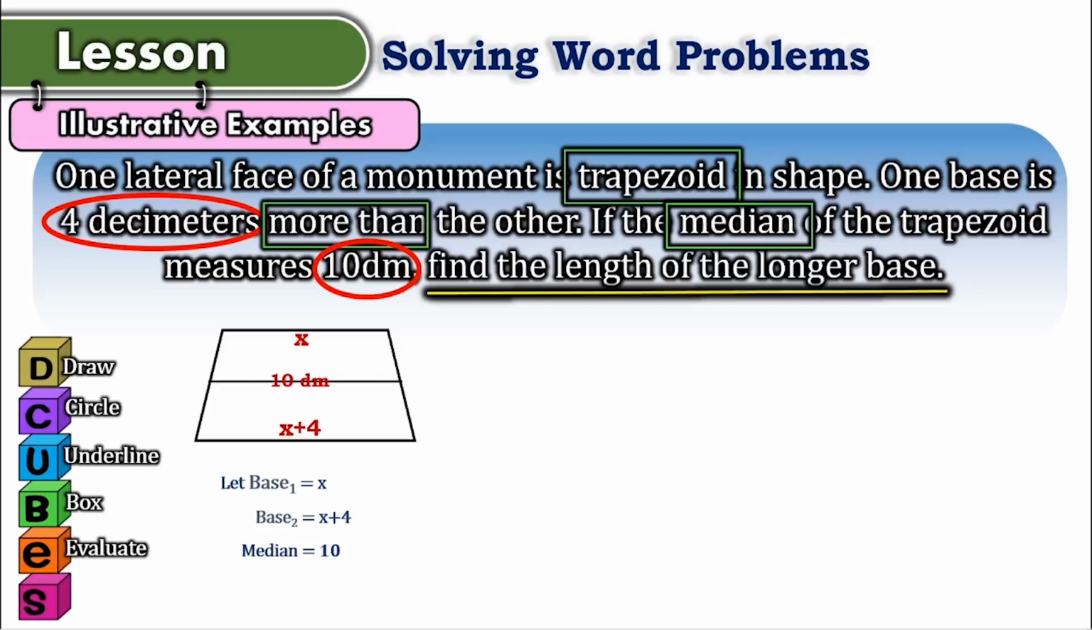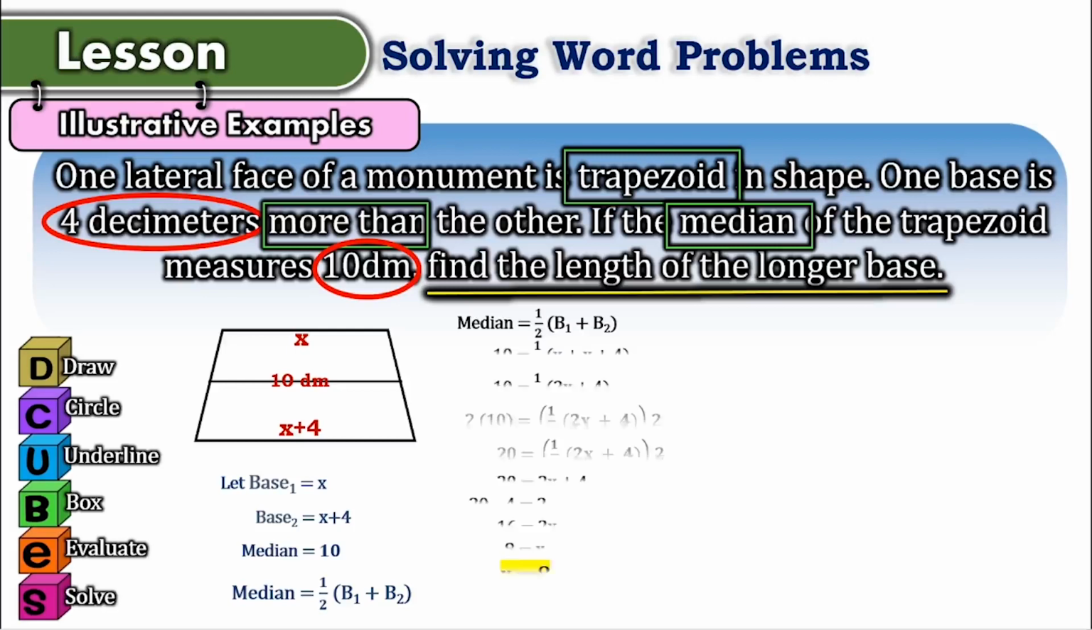We can solve the problem using the mid-segment theorem for trapezoid, which is the median is equal to half the sum of base 1 and base 2. Now let's solve the problem. Using the formula, median is equal to 1/2 of base 1 plus base 2, and substituting the given details, we can get x is equal to 8.